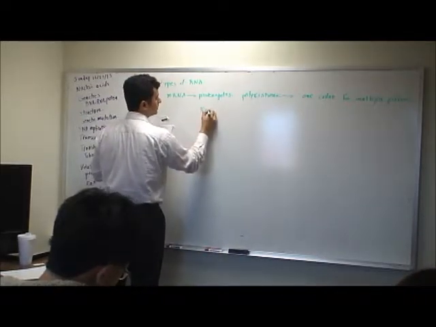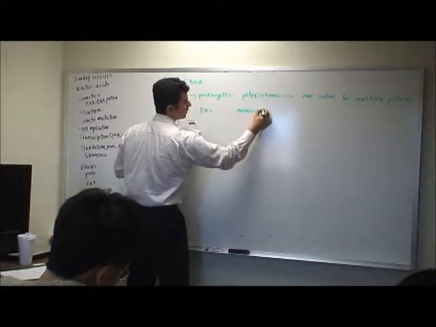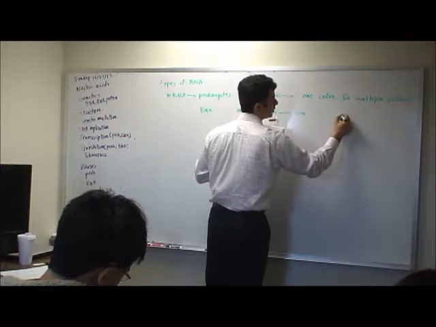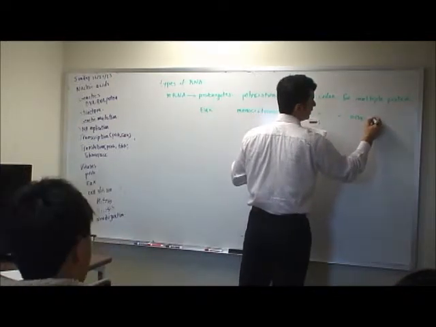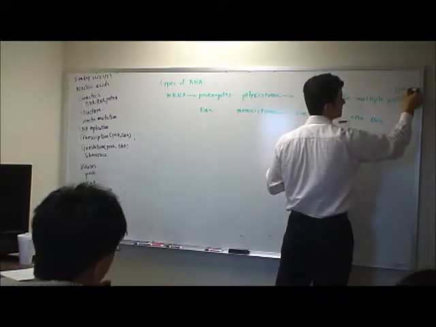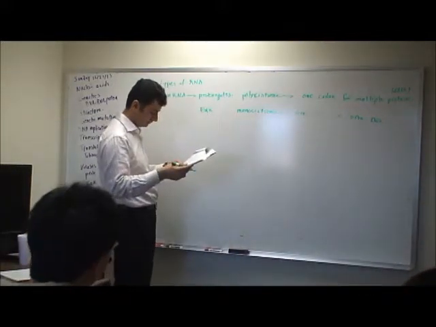In eukaryotes, it's monocistronic. That means one codon codes for one amino acid. I'm going to fix this to amino acid, protein or amino acid. One codon codes for one amino acid.